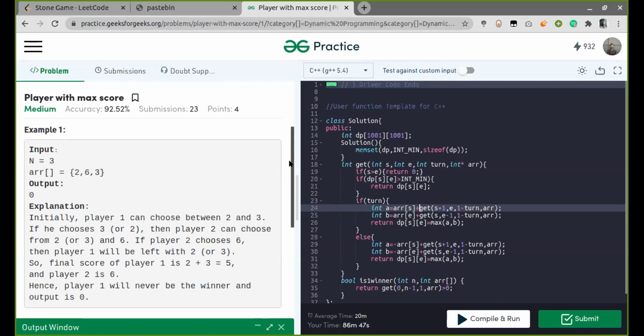Okay, player with the maximum score. Let me also try this some time. GeeksforGeeks, right? Okay, this looks interesting.